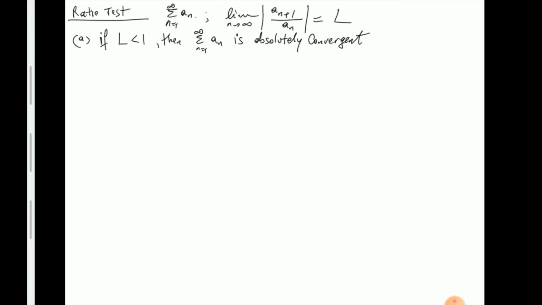So obviously it gives you the convergence as well, right? I mean, absolute convergence implies convergence. And in fact, you can even write here, therefore, convergent. The second case, if this limit is strictly greater than 1 or infinity, then the series summation from 1 to infinity of an is divergent.